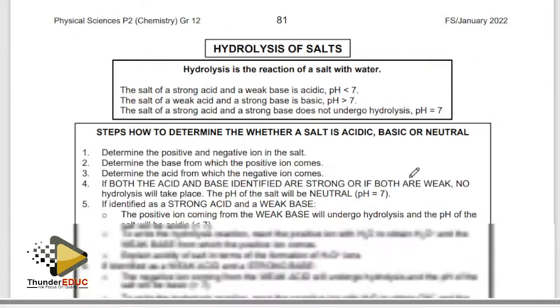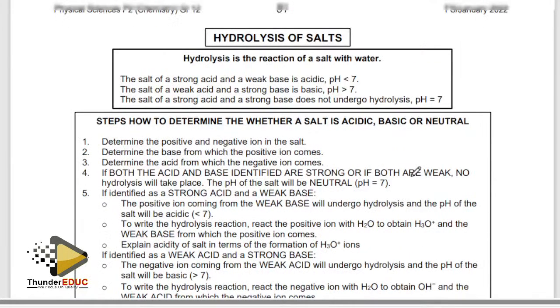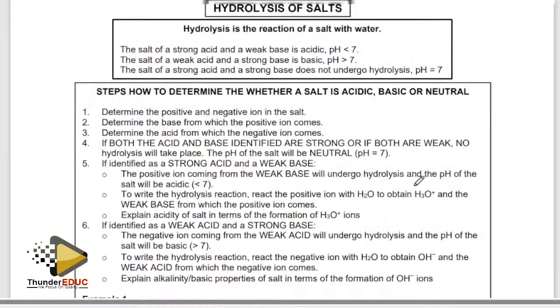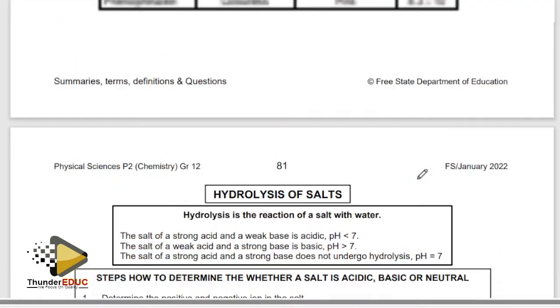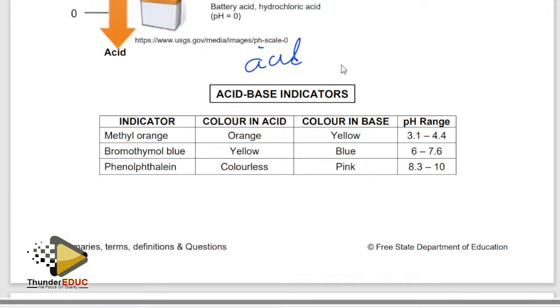Then hydrolysis, when you talk about pH, what is a strong acid, and what is a weak acid? A strong acid is an acid which can ionize completely when dissolved in water. Yes, while a weak acid ionizes partially when dissolved in water.